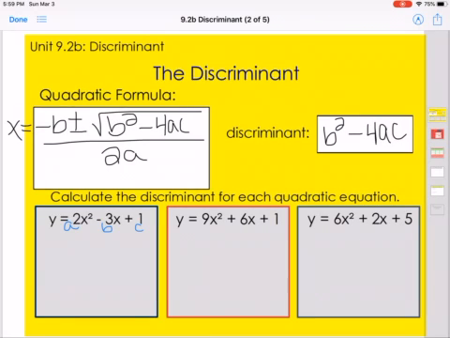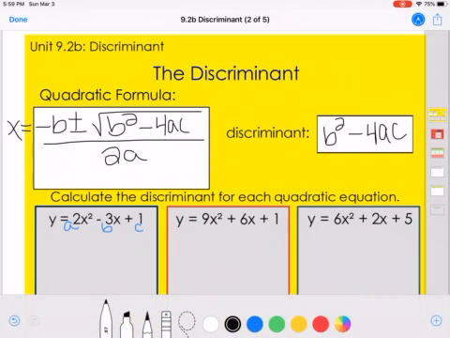9.2b is about the discriminant. So the discriminant is this number that we find from the quadratic formula, and it helps us figure out how many solutions we're going to have. So looking at our quadratic formula, negative b plus or minus the square root of b squared minus 4ac all over 2a. Our discriminant is just the part that is under the radical.